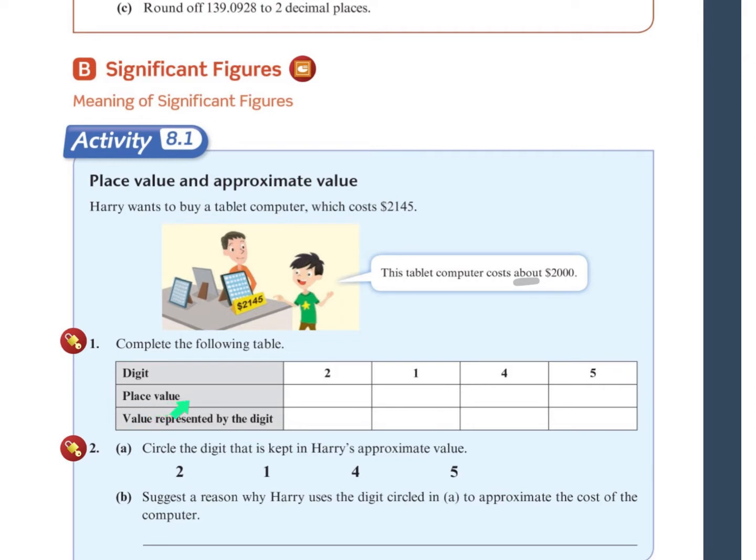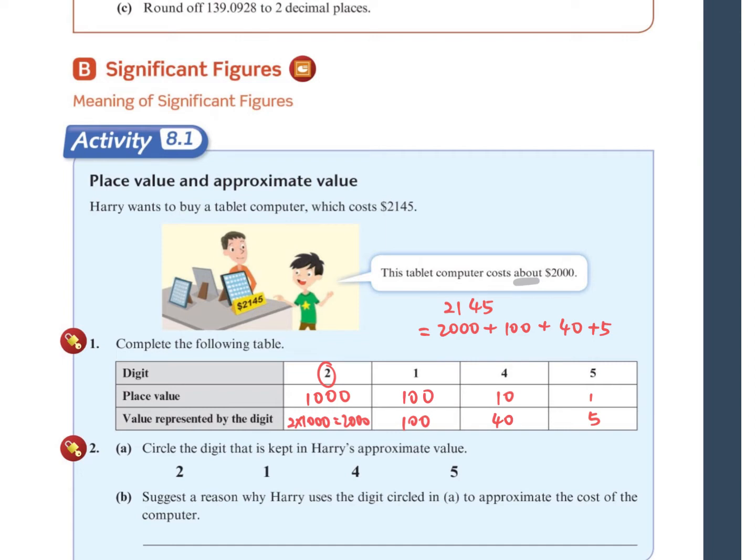Now let's see, for 2,145, what are the place values and the value represented by each digit. For 2, the place value stands for 1,000. And 1 stands for 100. 4 stands for 10. 5 stands for the place value of 1. So the value represented by the digit 2 here is 2 times 1,000, which is 2,000, etc. That's why 2,145 is the sum of these values: 2,000 plus 100 plus 40 plus 5.